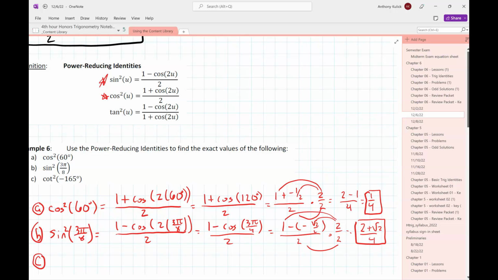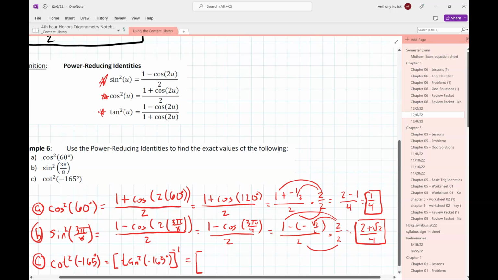Now the last one, we have cotangent squared of negative 165 degrees. Notice that we don't have any cotangent power reducing identity. What do you suppose we're going to do? Flip the tangent one. Yeah, I'm just going to use the reciprocal of the tangent one. So I'm going to write it this way for starters. So I'll write it as a reciprocal. And then I can use my tangent power reducing identity.